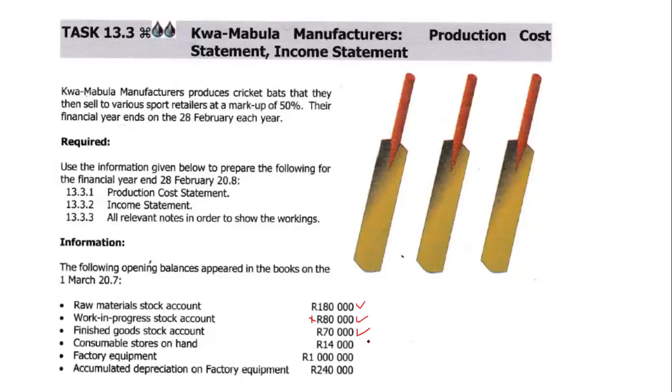This one, where does it go to? It goes to our factory overheads as indirect materials. Do you add it or do you subtract it? We add it. I'll come back to that 14,000. Let's come here.